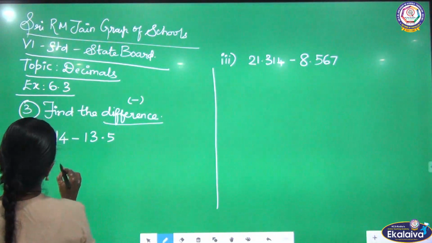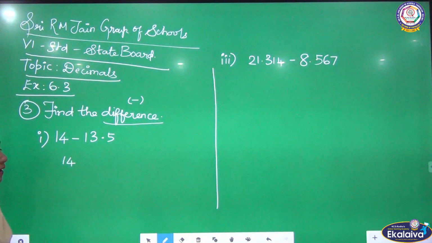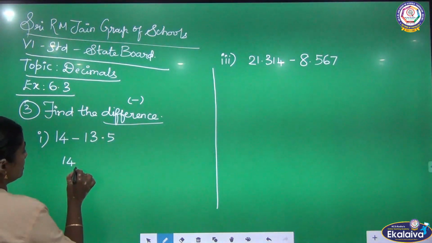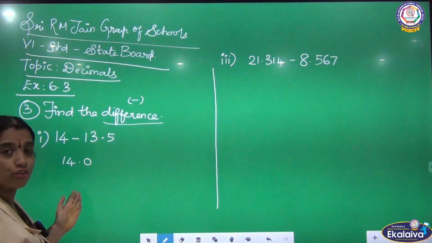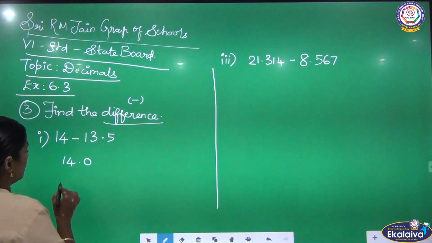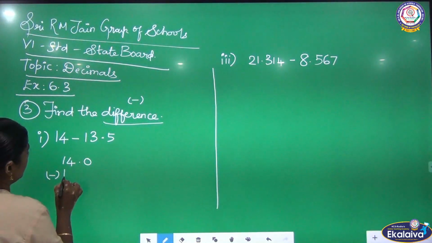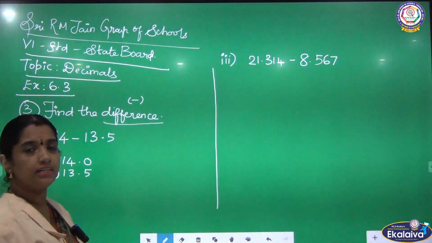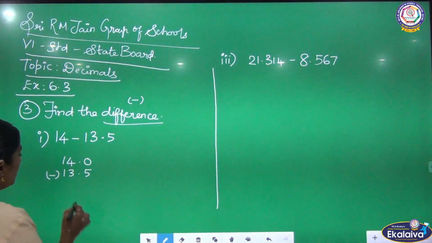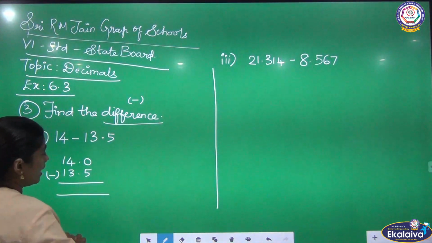Listen, 14 has no decimal, so I am just keeping a 0 like this. This is also equal to 14. Now arrange 13.5. Got it? In the decimal part I am going to subtract.